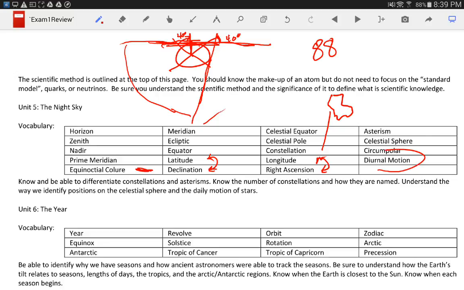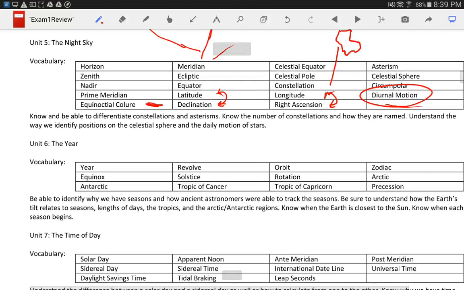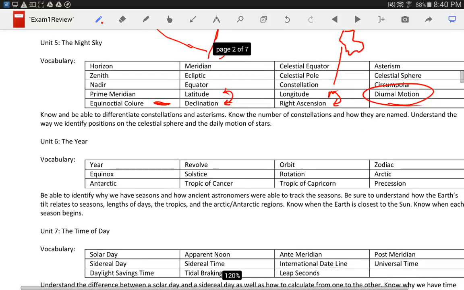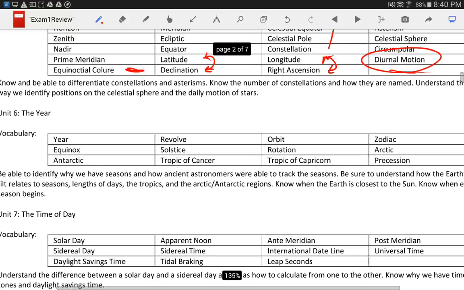Okay, diurnal motion, we didn't talk about much, but diurnal motion is the daily motion. The Earth is rotating. That's what diurnal is, the daily motion.